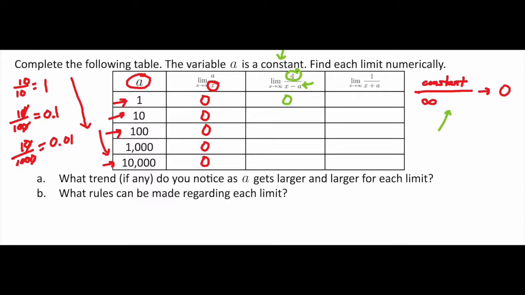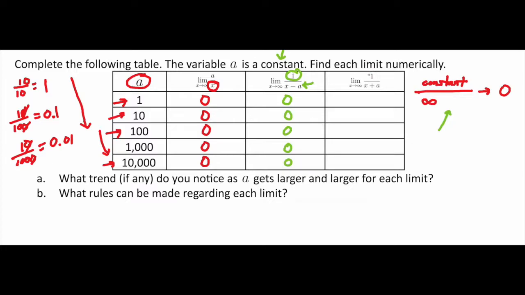All right, let's do the next one. You have 1 divided by infinity minus 10. That's still 1 divided by infinity because infinity minus 10 is still infinity, so that's going to be 0. In fact, all of these end up being 0 because it ends up being a constant divided by infinity. Okay, let's look at the next one.